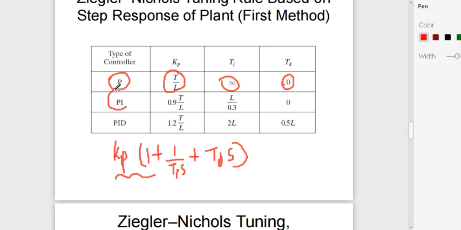Next one is the PI controller. In the case of the PI controller, the value of Kp is 0.9 into T by L and the Ti value is L by 0.3.